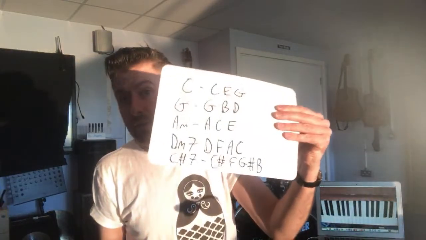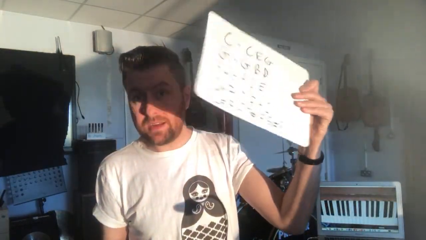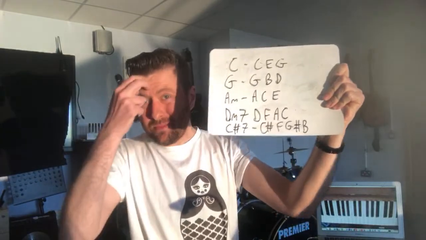Cool, so that's tritone substitution. I'm going to play that for you in a second. The other cool thing about the tritone substitution is it's got this chromatic run in the bass notes. We've got D, C sharp, C.